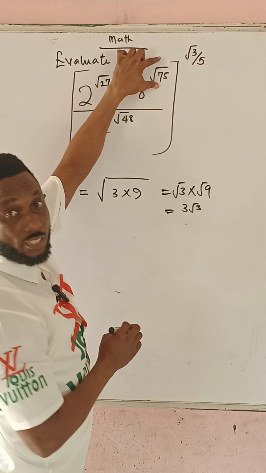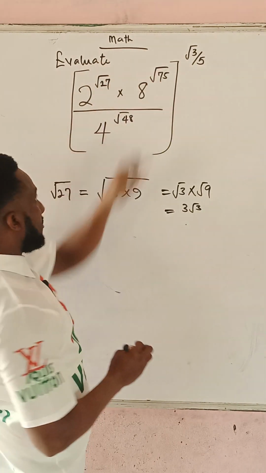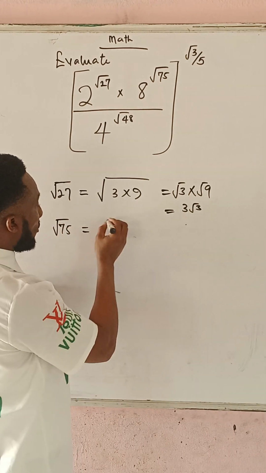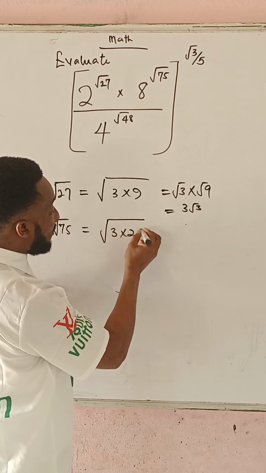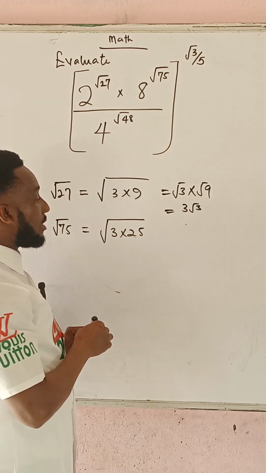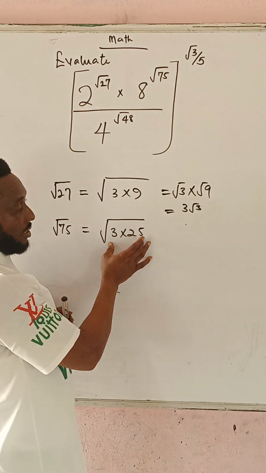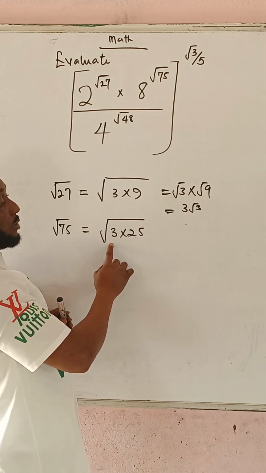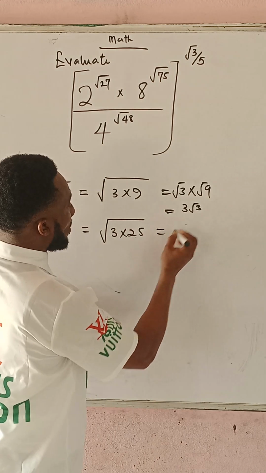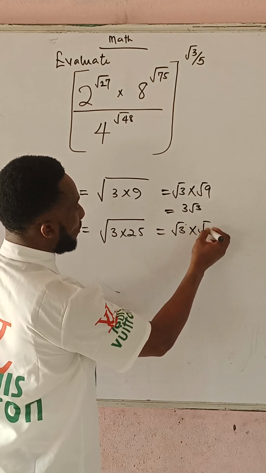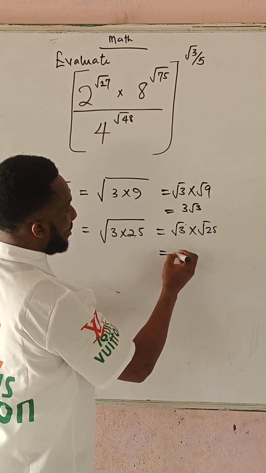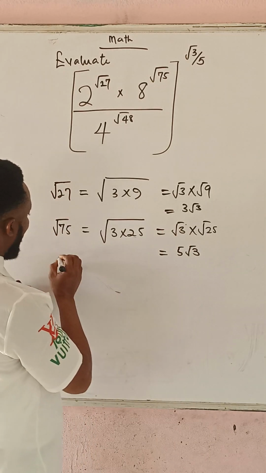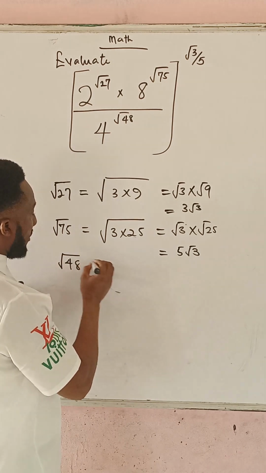Similarly, I also investigate the radical 75. So the square root of 75 is actually equal to the square root of 3 times 25. Why the choice of 25 and 3? Because 25 is a square number and 25 multiplied by 3 is actually 75. So this will be the square root of 3 multiplied by the square root of 25. That should give us 5 root 3.